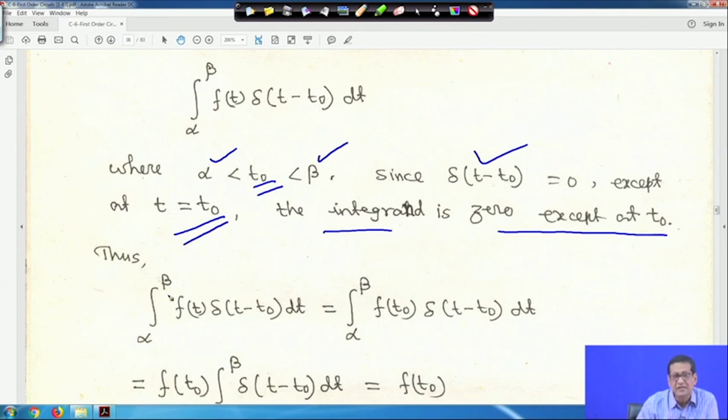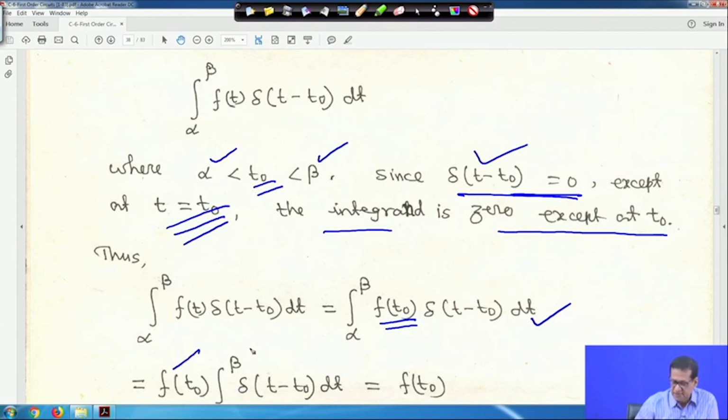Therefore, the integral from alpha to beta of f(t) delta(t minus t0) dt can be evaluated at t equal to t0, because delta(t minus t0) is equal to 0 except at t equal to t0. Therefore, at t equal to t0, the integral from alpha to beta becomes f(t0) delta(t minus t0) dt, and f(t0) will come out of the integral.